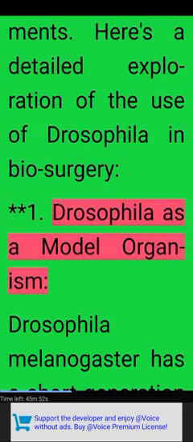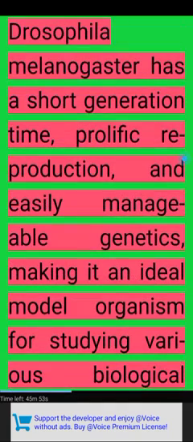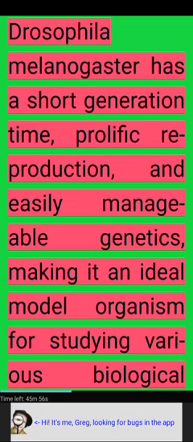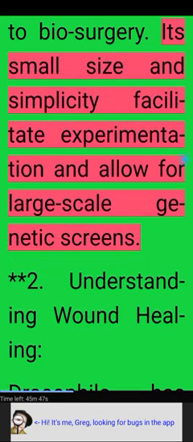1. Drosophila as a model organism. Drosophila melanogaster has a short generation time, prolific reproduction, and easily manageable genetics, making it an ideal model organism for studying various biological processes, including those relevant to biosurgery. Its small size and simplicity facilitate experimentation and allow for large-scale genetic screens.